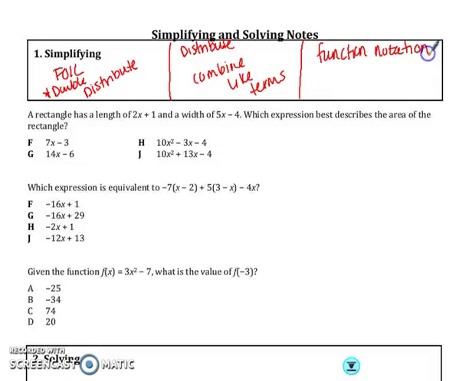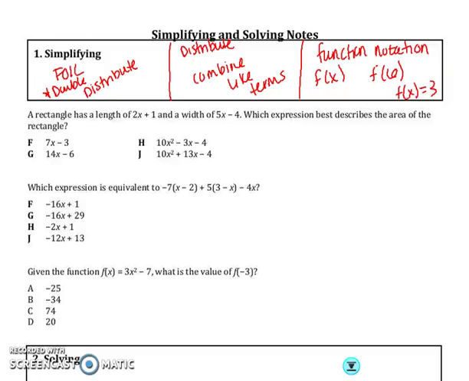Function notation. If you remember with that, if it's like f of x, that whole thing means y, and then the inside number is x. So if I have f of 6, that means x is 6. Okay? Or if I have f of x equals 3, that means that y equals 3. So it just kind of depends there. So let's go through some of these problems.